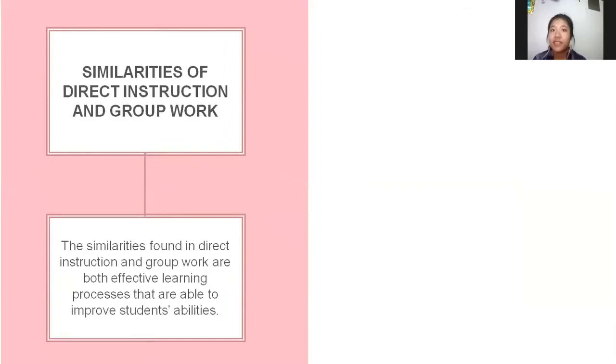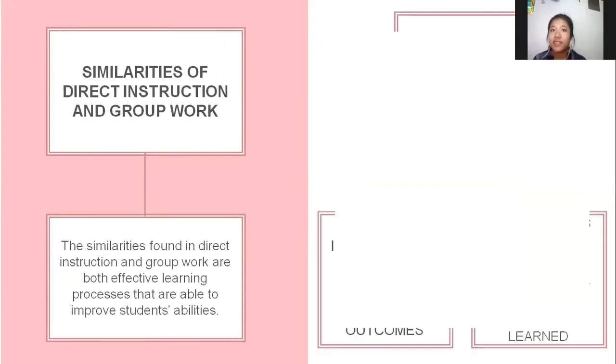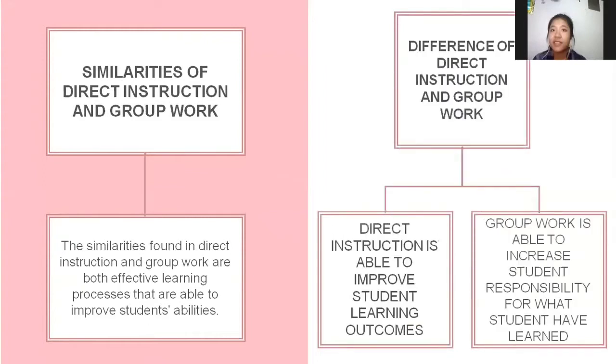The similarity of direct instruction and group work is that both are effective learning processes that are able to improve students' abilities. And the difference is that direct instruction is able to improve student learning outcomes, and group work is able to increase student responsibility for what students have learned.